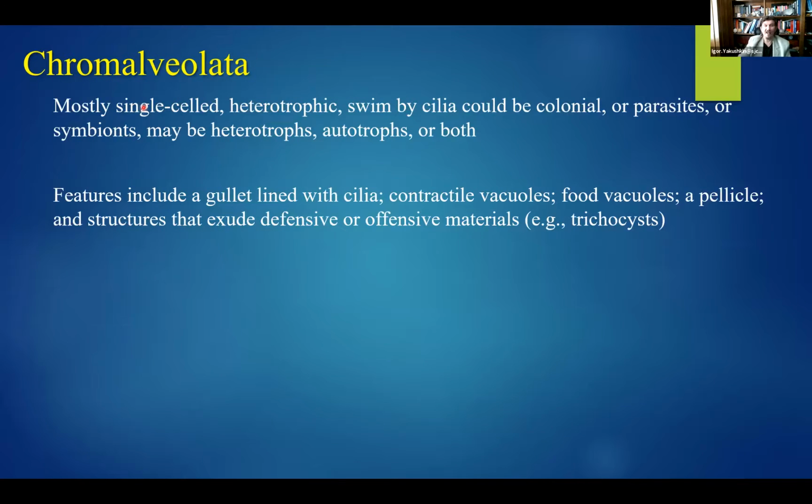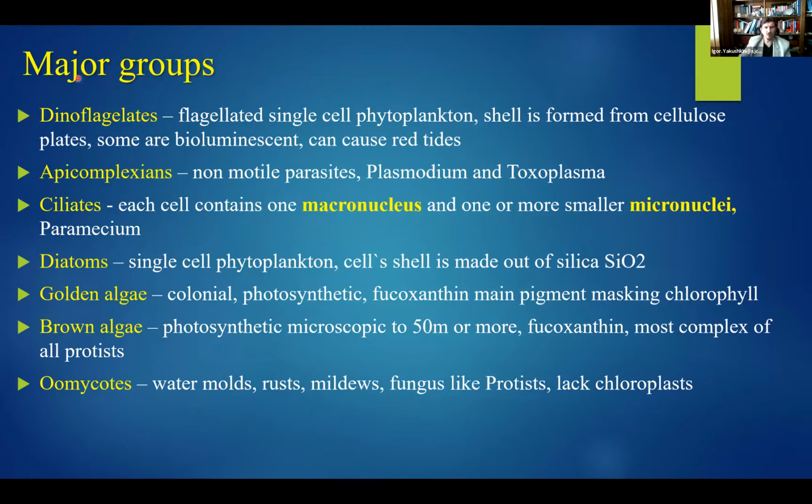So now, chromoalveolates may be single-celled, but could be multicellular. They use cilia, could be colonial, could be parasites. Within the chromoalveolata, we'll have several major groups. Dinoflagellates, a very interesting group, we have it in the Gulf of Mexico. Phytoplankton reproduce relatively easily. They have a shell made out of cellulose, and they are bioluminescent.